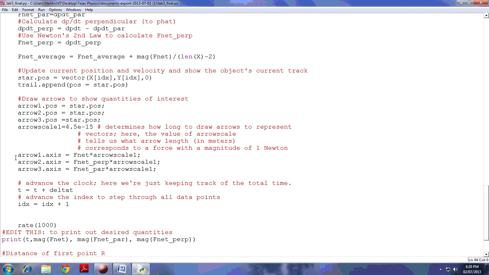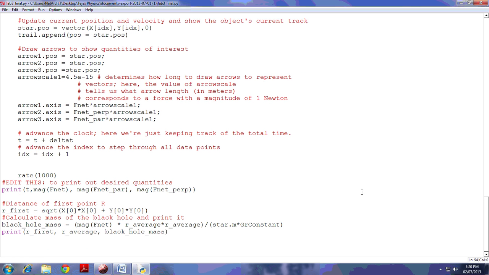And we used arrows to represent F-net parallel and perpendicular. So the yellow arrow that you're going to see when we run the module is the F-net. The black arrow is the parallel, and blue arrow is perpendicular. So this is the formula we use to calculate the black hole. We're going to print that, and now we're going to run the module.